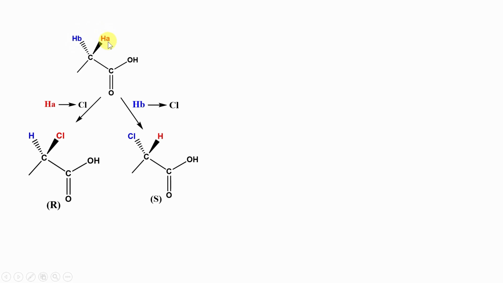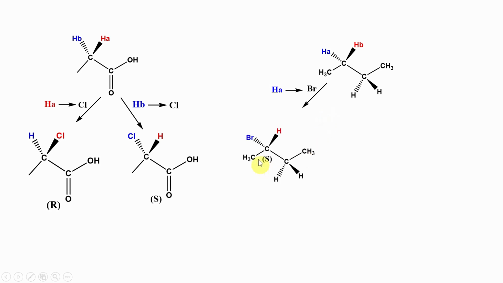Thus, the HA proton and HB protons are enantiotopic. See this example. In this case, if we replace this HA hydrogen of the CH2 group by bromine, we will get this product having configuration S for this newly formed chiral carbon atom. And if we replace the HB hydrogen by bromine, we will get this molecule having R configuration for the newly formed chiral carbon atom. These two are enantiomers.